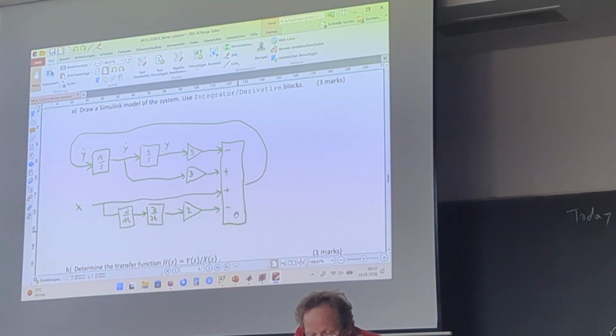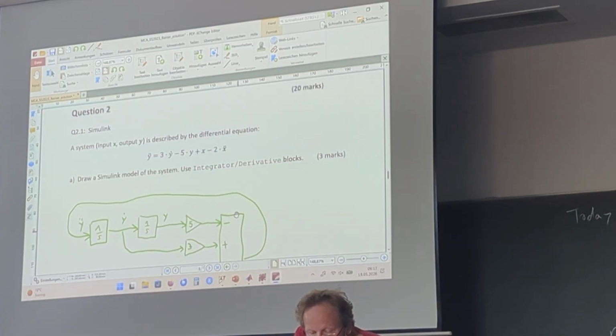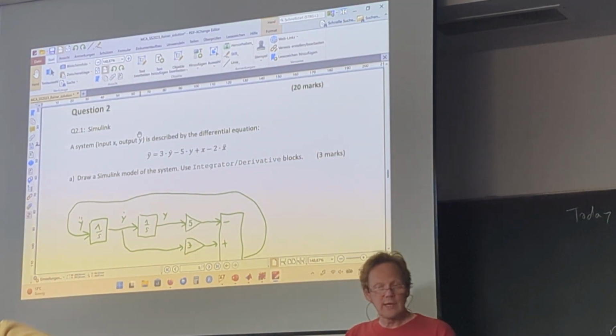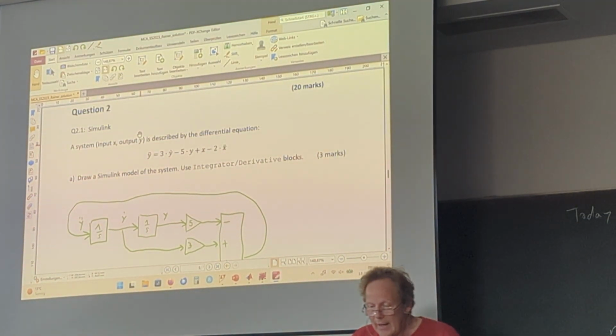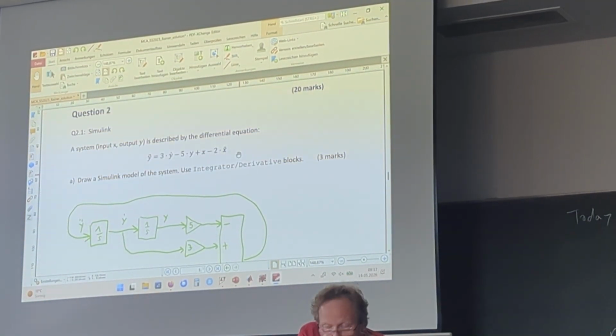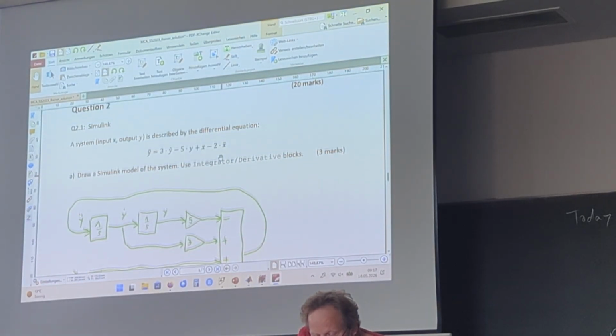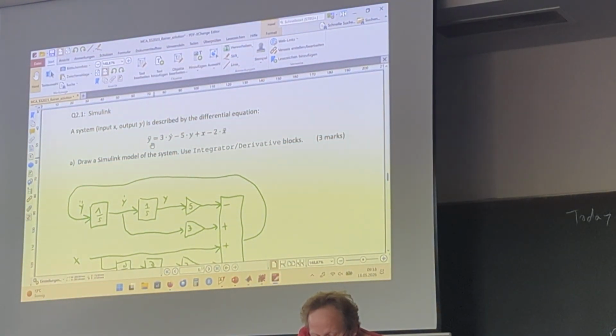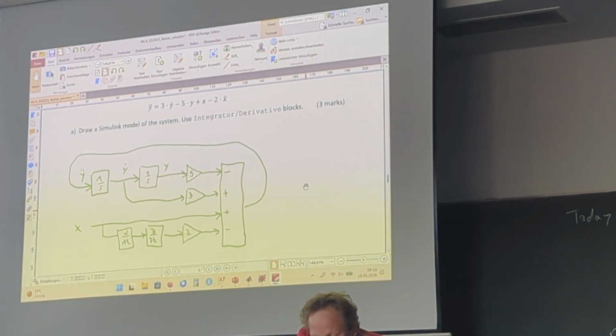In the second question, we asked them more about MATLAB and Simulink models. And here, for example, could be something similar. So we have a differential equation. Sometimes it's two coupled differential equations, depends. And you should model this in Simulink. So I don't care how you draw exactly these blocks. Just make sure that you understand which block is which.